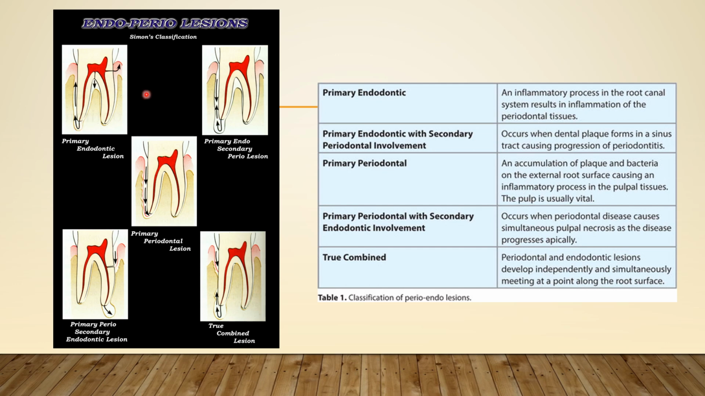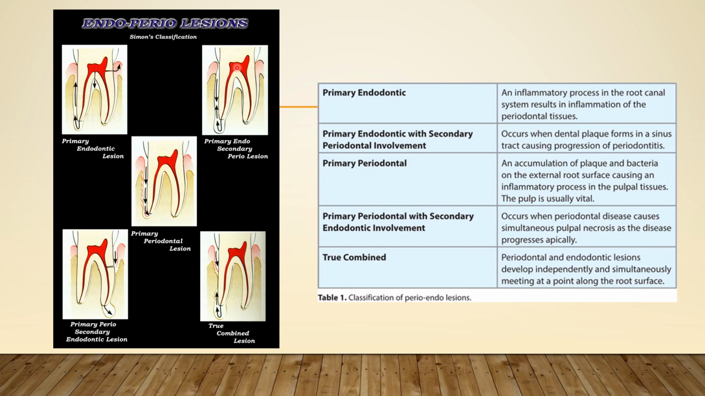And the second one, the primary periodontal lesion, there is a periodontal problem, there is loss of periodontium, periodontitis, and if it leads to pulpal inflammation. So that is the primary periodontal lesion, but the pulp will be vital, so it will cause inflammation in the pulpal tissues. Then what is primary endo with secondary perio? You can see that.